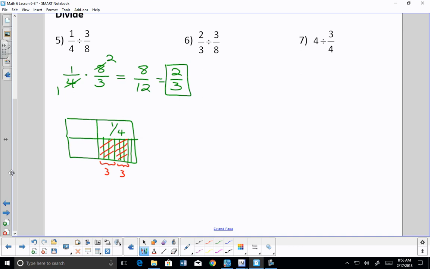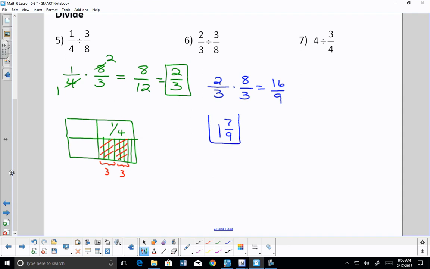by the pictures. Let's take number 6, for example. 2/3 divided by 3/8. So 2/3 times 8 over 3. And here we can't cross-cancel anything. Too bad. 8 times 2 is 16. 3 times 3 is 9. 9 will go into 16 one time. Okay, 16 minus 9 is 7, so it's 1 7/9.